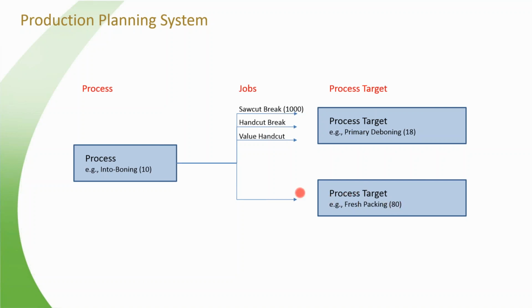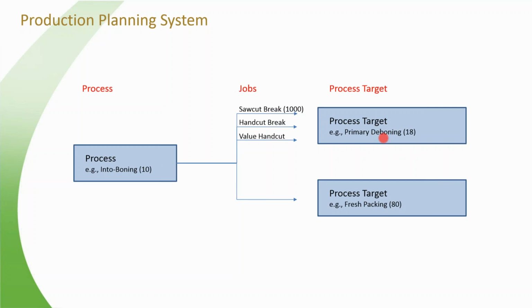Then to move from one process to another process, we also need to set up on the system a number of eligible jobs. So for example, a saw cut break, a hand break, a value break are a number of eligible jobs to move from primary deboning.